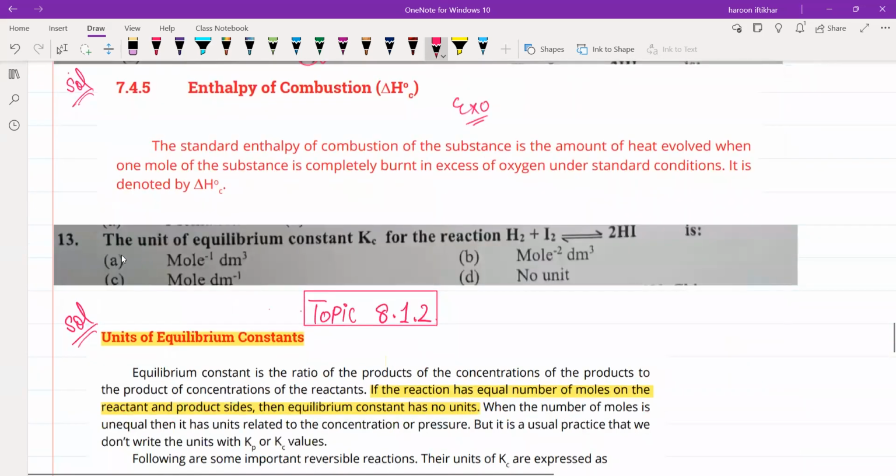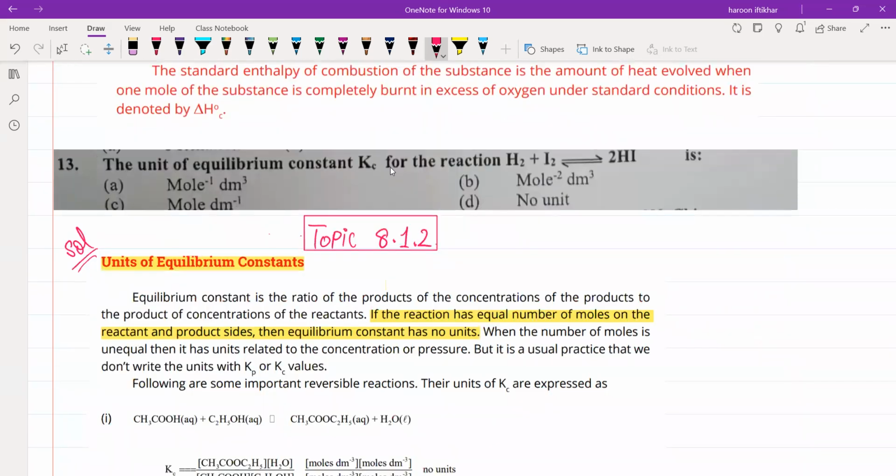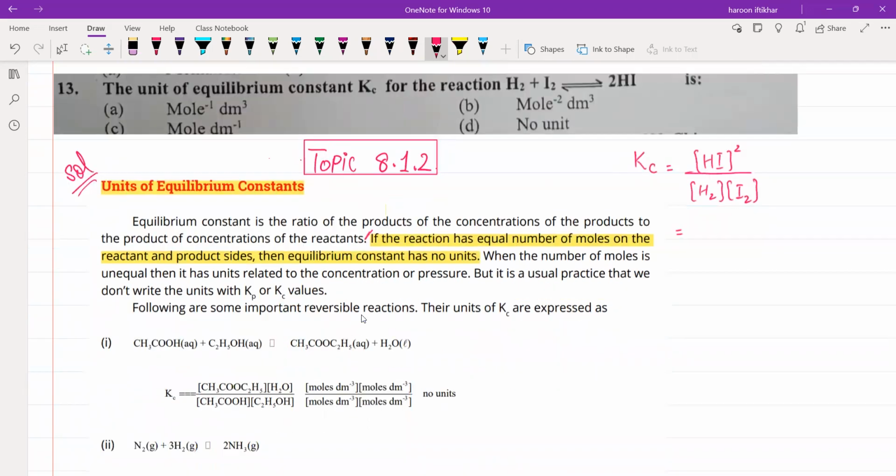All right. In MCQ number 13, we have to find the Kc values or the units of Kc. So H2 and I2 give 2HI. When I write the Kc value here, the products will be here like this, and the reactants will be in the denominator, H2 and I2. Now, we have an equal number of moles in reactant and product. It is mentioned in topic 8.1.2 that if the reaction has an equal number of moles of reactant and product, then the equilibrium constant has no units. You can see the other example as well.